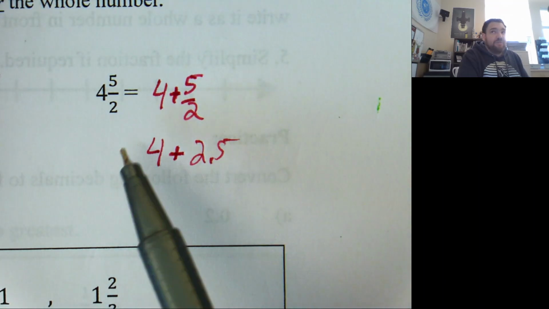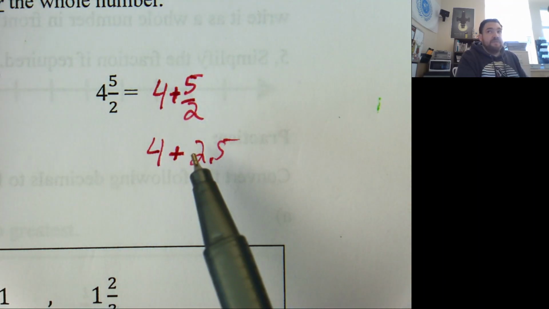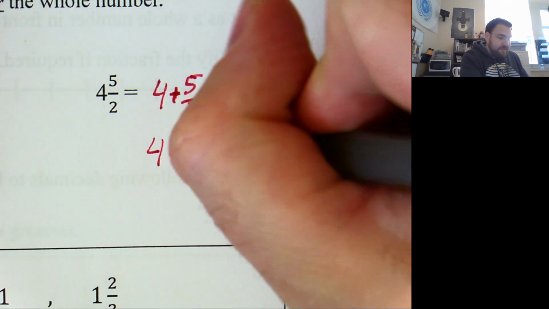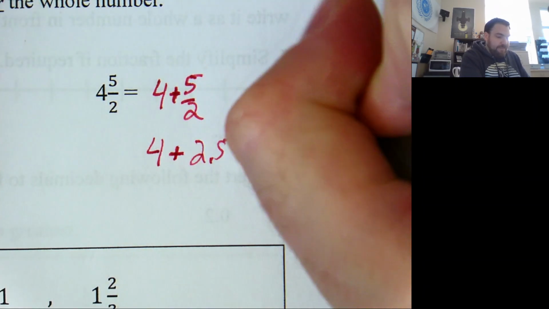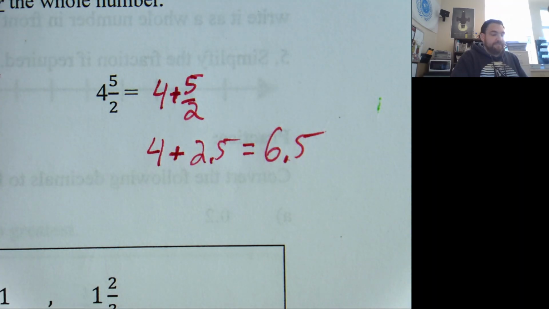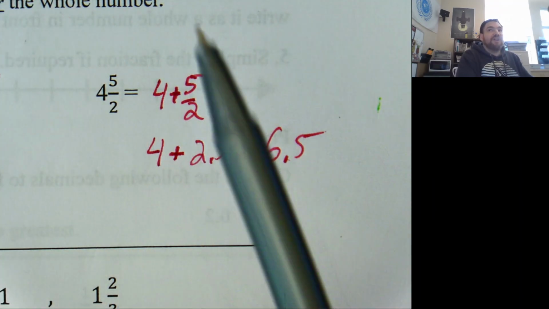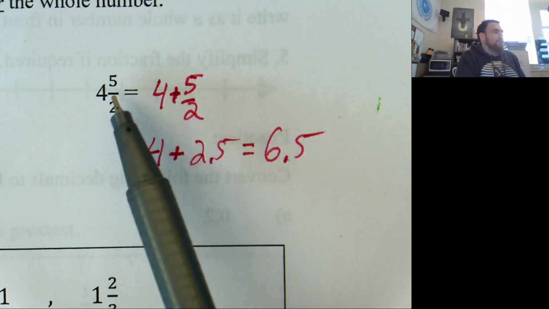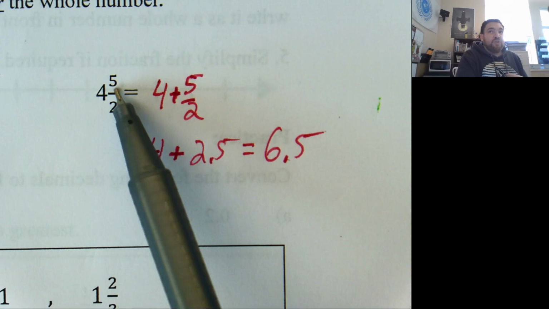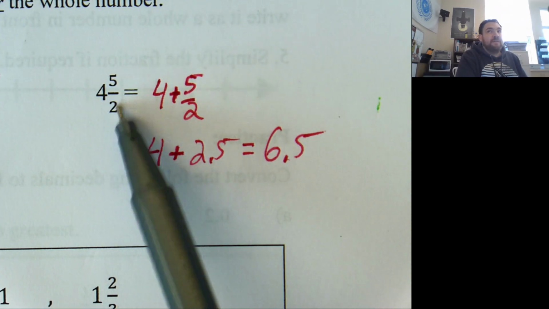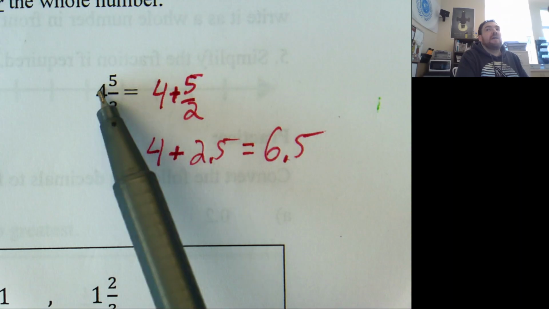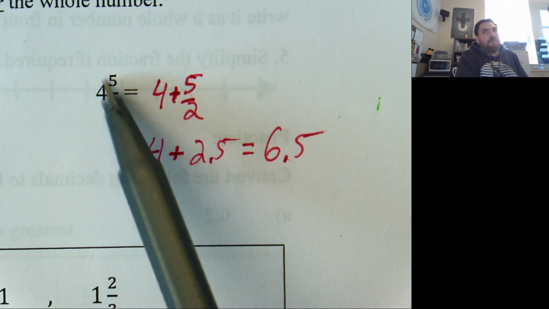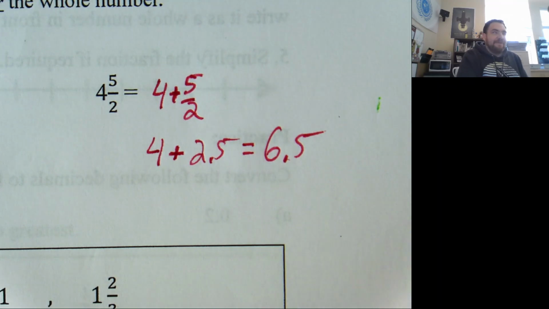And then to add these two things together, I just add my whole numbers. 4 and 2 is 6, plus the 0.5. So you're never going to, again, outside of a math teacher trying to mess with you, see a whole number and a mixed number with an improper fraction inside. It's not going to happen, except here.